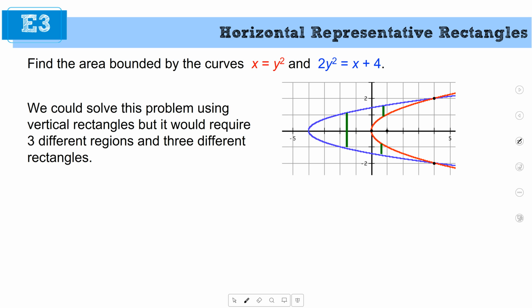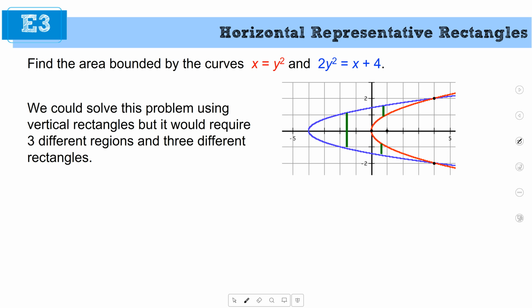I need one integral to go from -4 to 0. That'll take care of that. I need an integral to go from 0 to 4 with the top part over there. And then I need another integral to get the bottom part. That's a pain. If I draw a horizontal representative rectangle, then I can do it in one integral. And it just means changing the way we approach it.